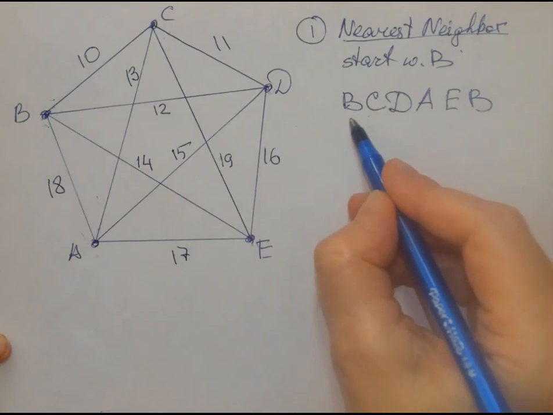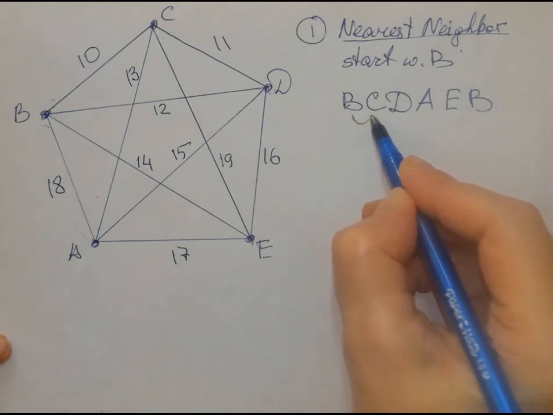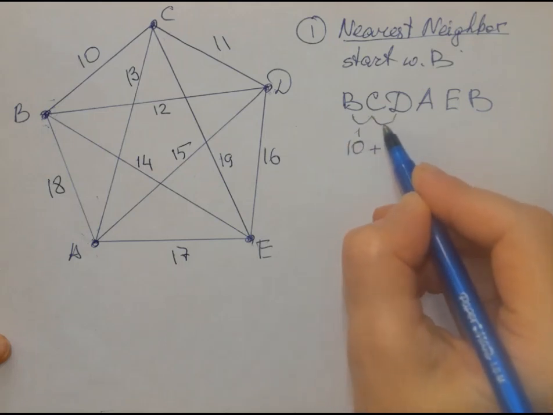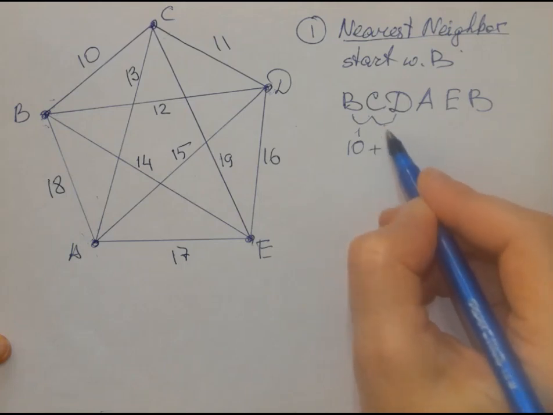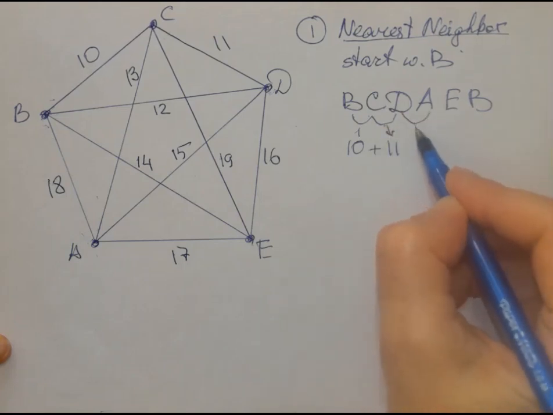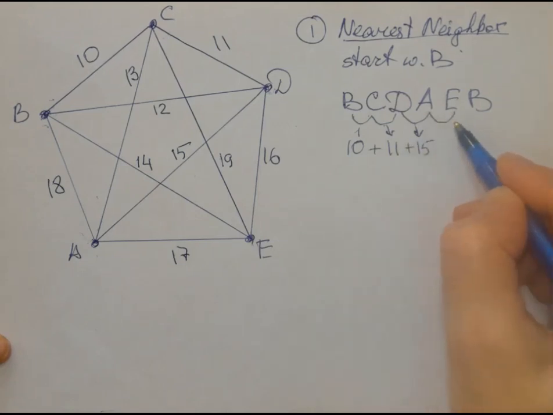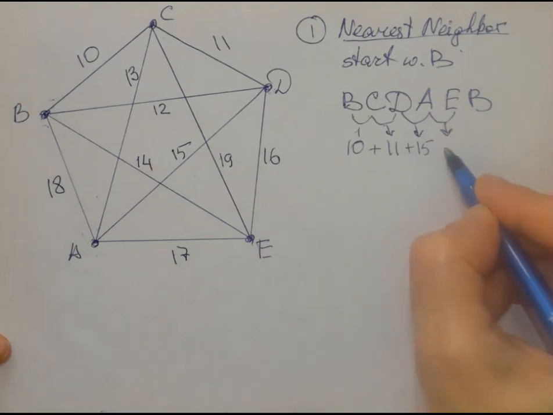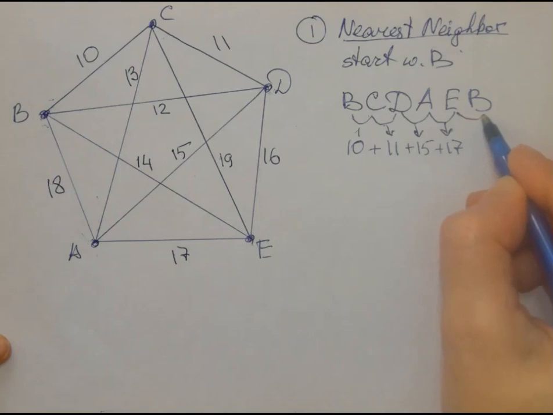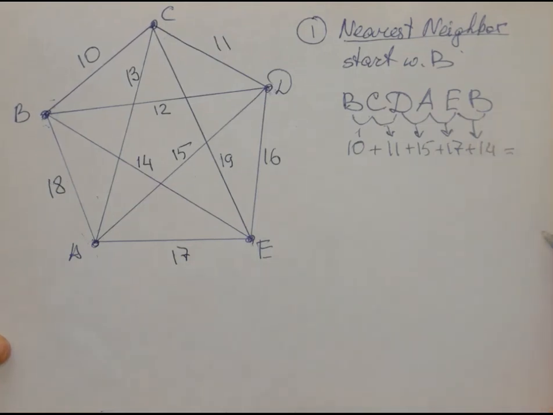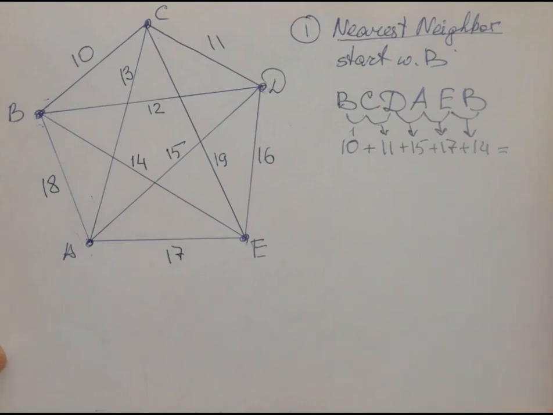circuit, we add all the weights. So BC is 10, CD, the weight of CD is 11, DA has the weight 15, AE has the weight 17, and the last edge EB weighs 14. So if you add these 5 numbers, you will get the weight of this trip, on this path.